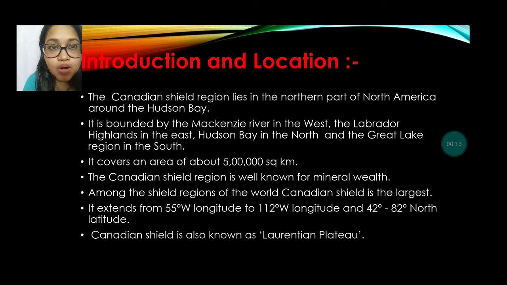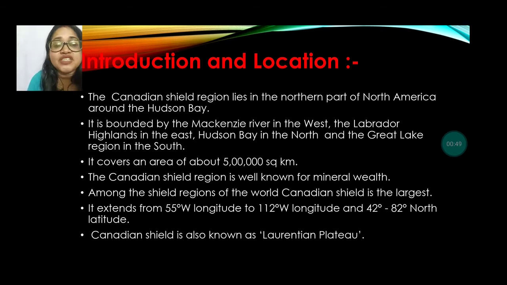First, we will discuss the introduction and location of the Canadian Shield region of North America. The Canadian Shield region lies in the northern part of North America around the Hudson Bay, and it is bounded by the Mackenzie River in the west and the Labrador Highland in the east, Hudson Bay in the north and the Great Lakes region in the south. It covers an area of about 5 lakh square kilometers.